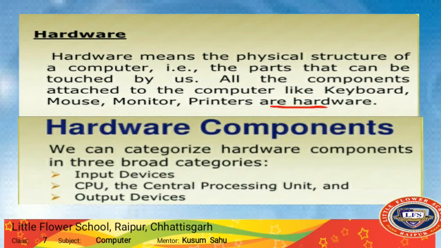Later, this hardware is categorized into three categories, that is input devices, means through which we give input to the computer, that is keyboard, mouse, scanner, microphone, etc. Next one is CPU, the processing unit, means the data is processed on CPU, that is processing unit. Now come to the next one, output devices, means the processed data is shown on output devices like monitor, printer, speakers, etc.